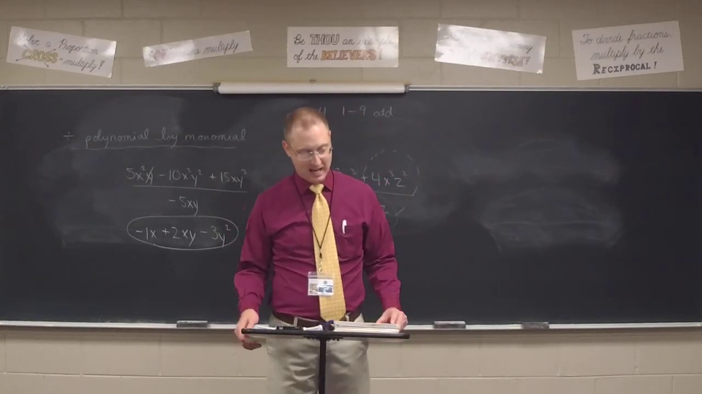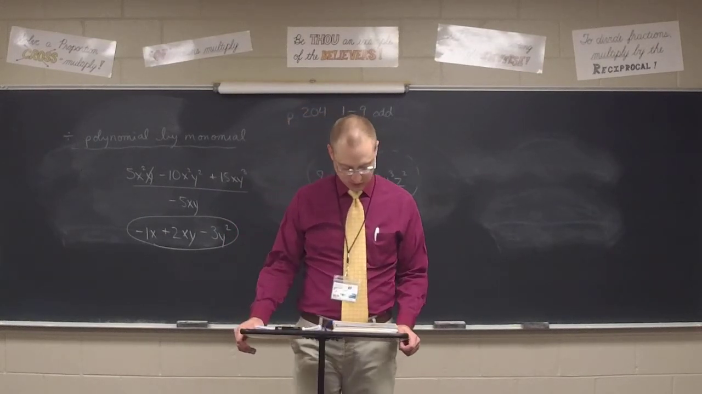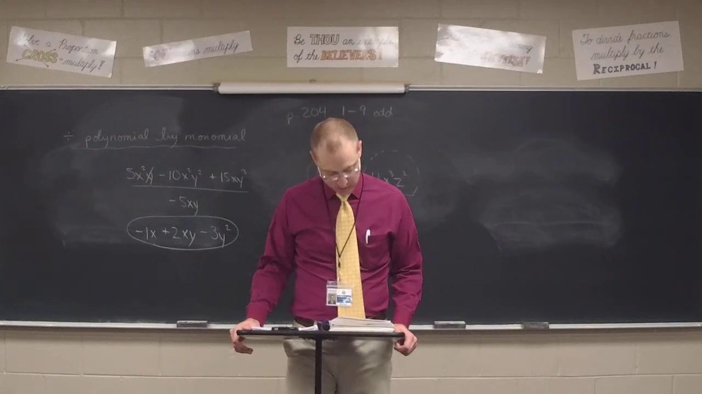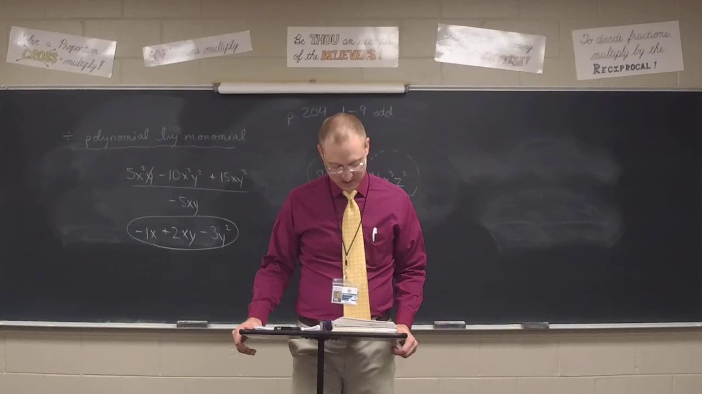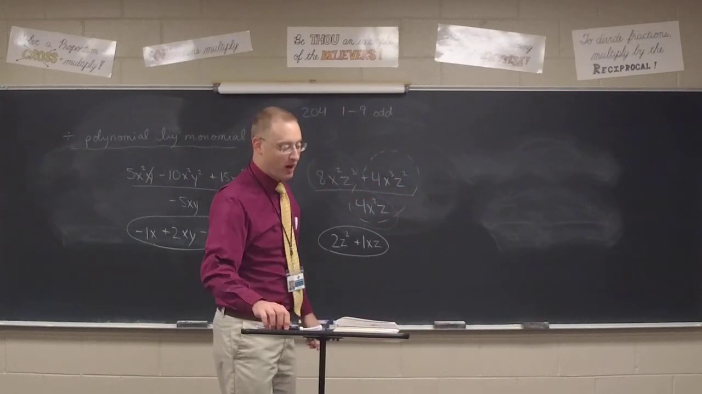And then number 9, Adam? Negative 3k squared positive k. Ooh. Like, Anna? Negative 3k squared positive 1k positive 1. Very good. Positive 1 at the end.